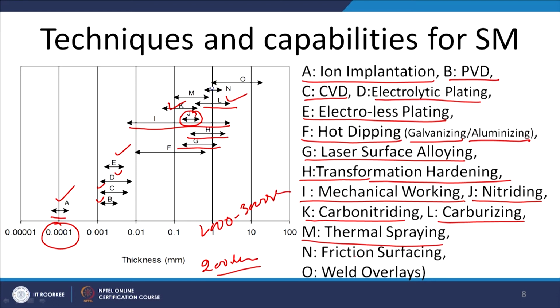Then friction surfacing, further greater thicknesses, and weld surfacing. Weld overlays or the weld surfacing results in a much greater depth, like 1 to 15 mm depth of the weld overlays, especially of the soft material, is deposited. Weld overlays are applied for improving the wear resistance by abrasion, erosion or corrosion resistance.